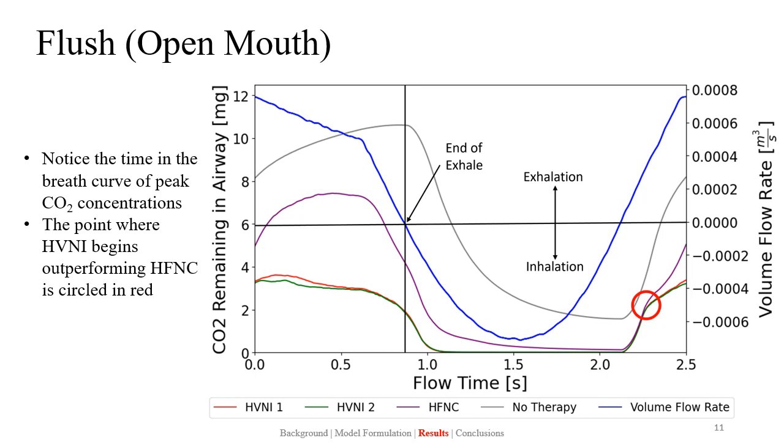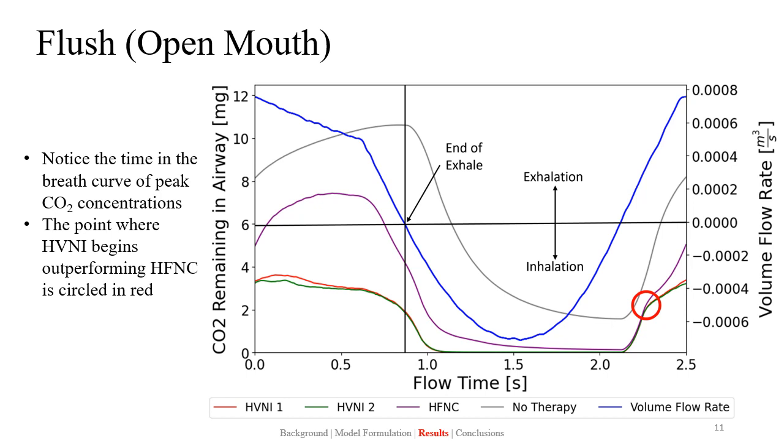For the HFNC therapy condition, there is a considerable amount of time after HVNI hits their peak CO2 values at which the mass CO2 remaining in the airway continues to grow. After the volume flow rate of the expiratory flow reaches a sufficiently low value, HFNC then begins to flush this high CO2 expiratory flow out of the upper airway. The no therapy condition continues to rise in the mass CO2 remaining in the airway until the end of exhale, as expected.